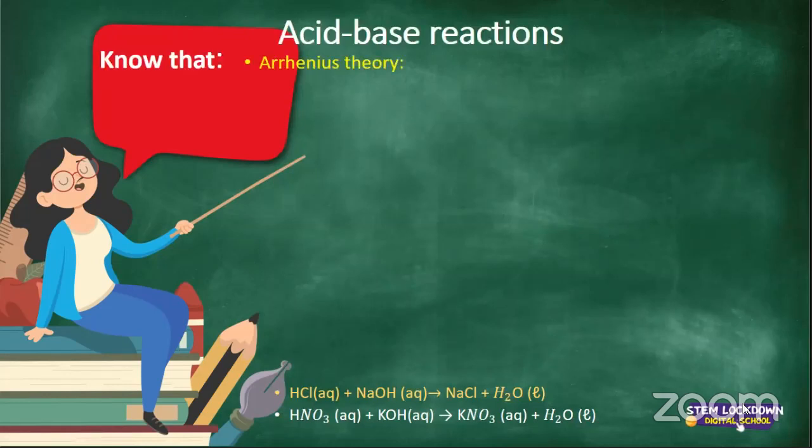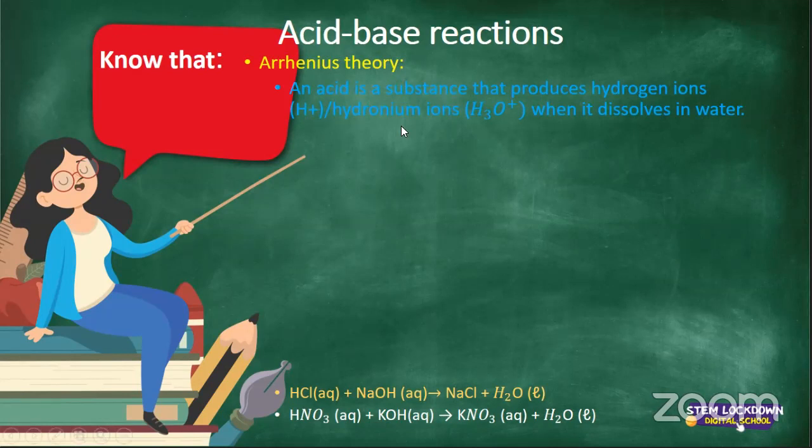Right, let's look at Arrhenius theory. How does Arrhenius define an acid and a base? Arrhenius is saying an acid is a substance that produces hydrogen ions, or H+, which should be a superscript, when it dissolves in water. So anything that will dissolve in water and produce hydrogen ions or protons will be an acid.